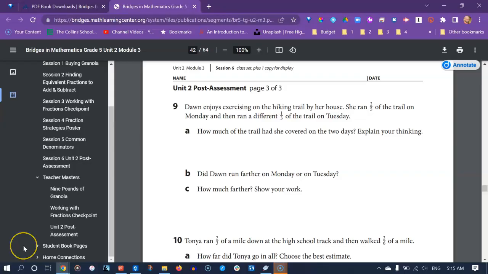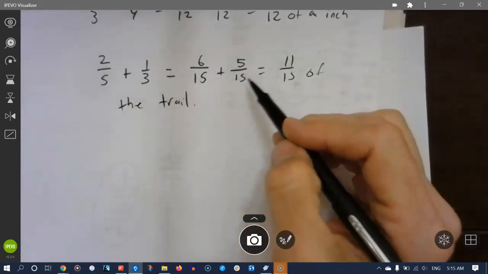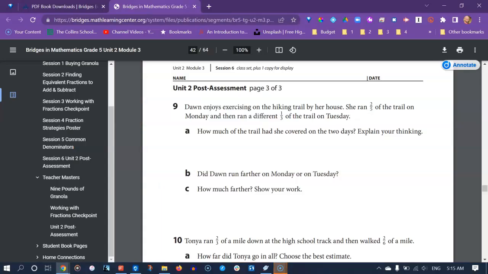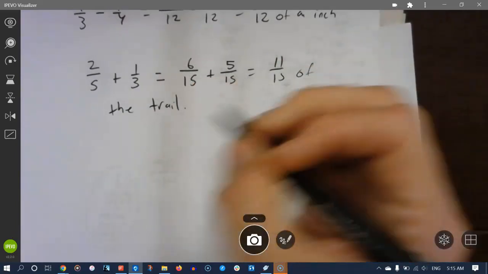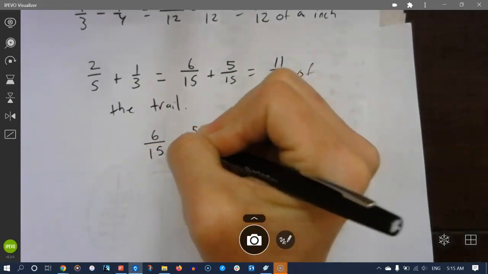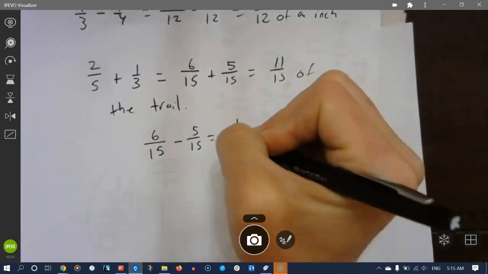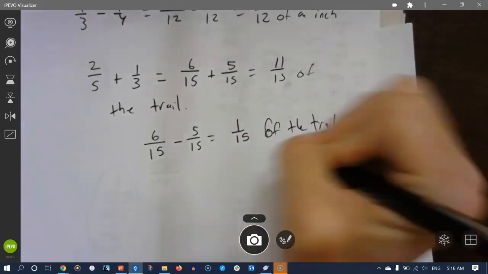B is asking us, did Dawn run farther on Monday or Tuesday? And so we can go back here. I see 2/5 is 6/15, 1/3 is 5/15, so the 2/5 was more. So that is Monday. And then how much farther? So this turns into now a subtraction problem. So she ran 6/15 versus 5/15, and that is 1/15 of the trail farther.